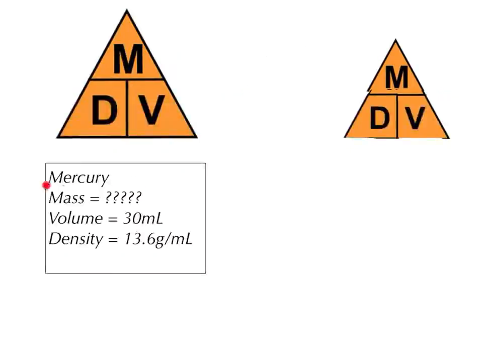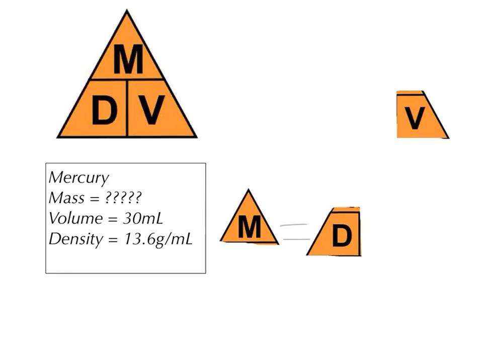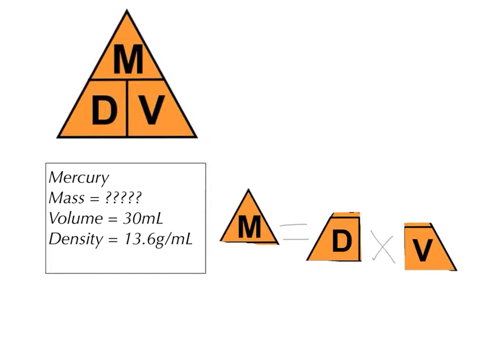In this problem, we have to find the mass of the mercury. To do that, it is going to be M equals D times V, since we are using the vertical line. In other words, this is mass equals density times the volume.